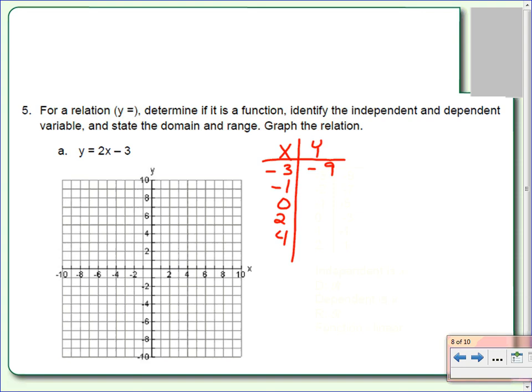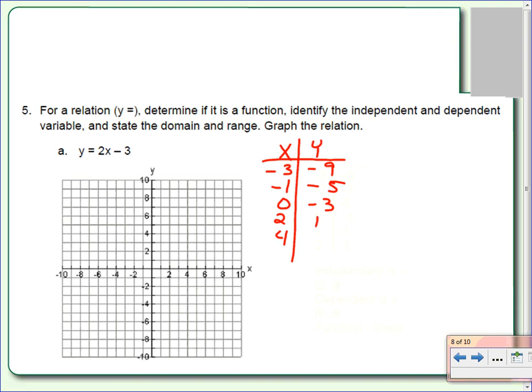Let's use a different number this time. Let's use -1. If I put a -1 here, 2 times -1 is a -2. And a -2 minus 3 would be a -5. Now I'm going to put in a 0. 2 times 0 is 0. 0 minus 3 is a -3. Now I'm going to put in a +2. 2 times 2 is 4. And 4 minus 3 is 1.